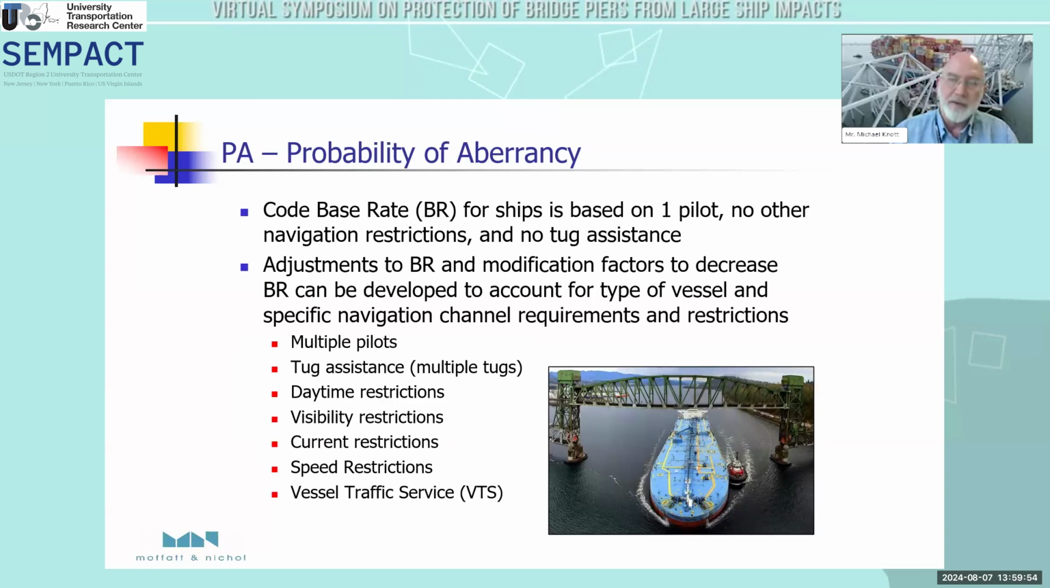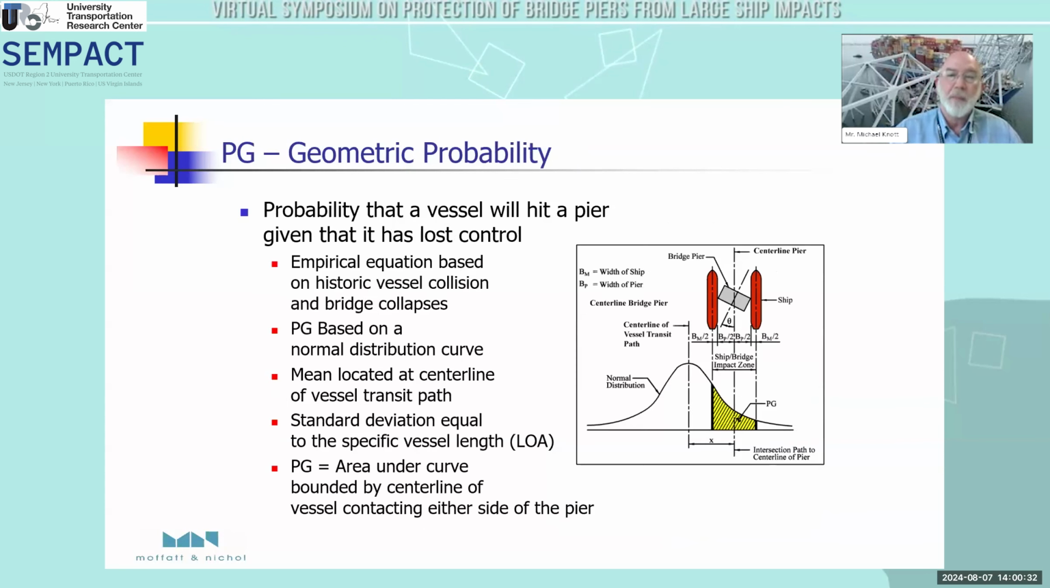Well, the code base rate's based on one pilot, no other navigation restrictions, no tug assistance, but these days we have harbors where multiple pilots are required, tug assistance is required, daytime restrictions sometimes, current restrictions, speed restrictions. Sometimes there's a vessel traffic service. Portable electronic navigation devices are used by all pilots these days. A lot of these things were not considered when the guide specification and the subsequent code was developed. And so adjustments for these things can be made as part of modern bridge analysis.